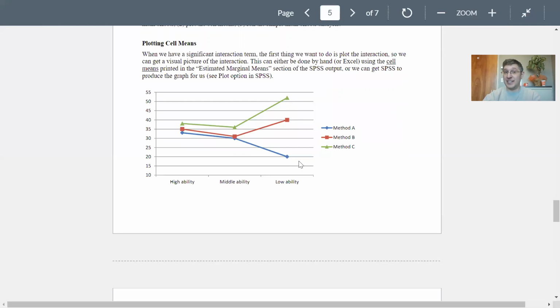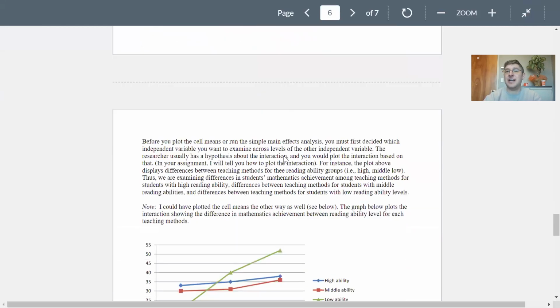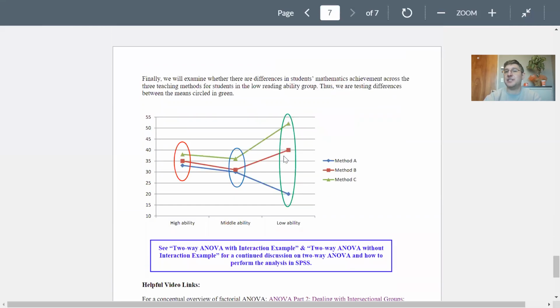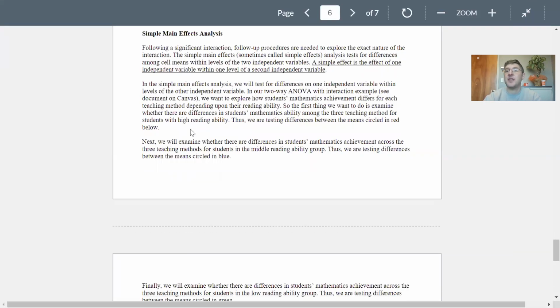But it looks like, yes, there is a difference in the different teaching methods for those in the low ability group. It looks like methods C and B are superior to method A for those in the lower ability group. So that's what our simple main effects analysis would do, and that's what it's showing here. See how it's comparing these different cell names.